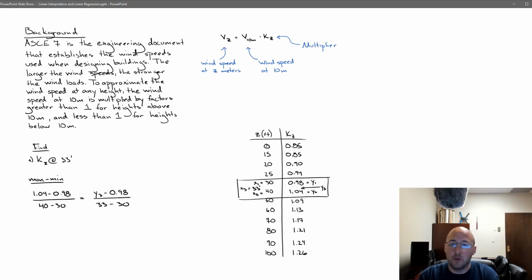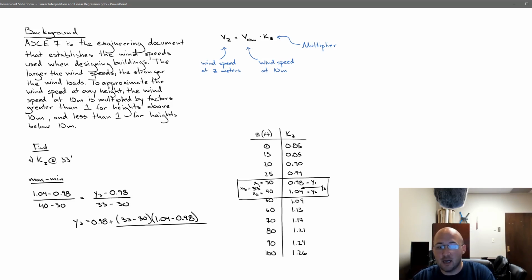I need to rearrange the whole thing for y3 again. So y3 equals that 0.98 plus my 33 minus 30, cross multiplied into the numerator, so multiplied by the quantity 1.04 minus 0.98, all divided by 40 minus 30. When I work this out, it equals 0.998. Now, that's roughly 1. It's within the margin of error. All of the numbers that we had were 2 decimal places. 0.998 rounded to 2 decimal places is going to be 1. So if we use the right number of significant digits, that's what we get out.